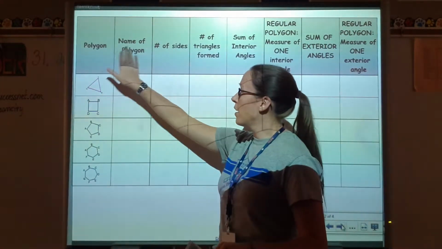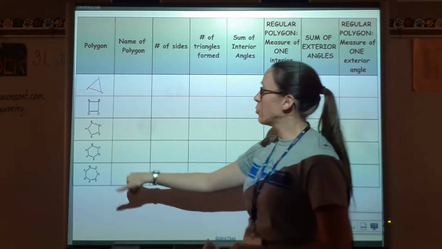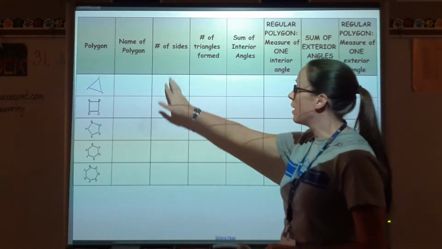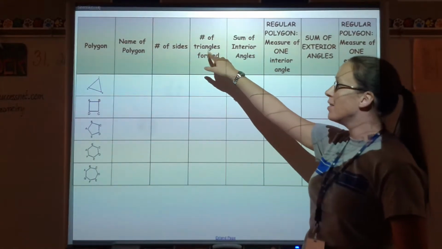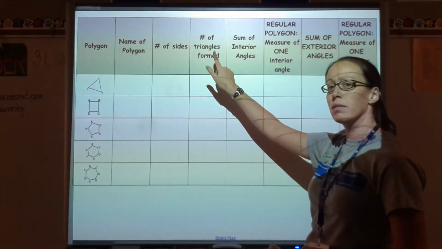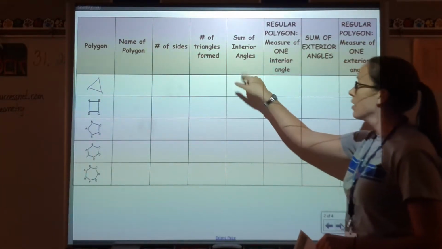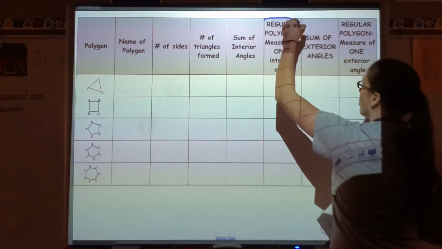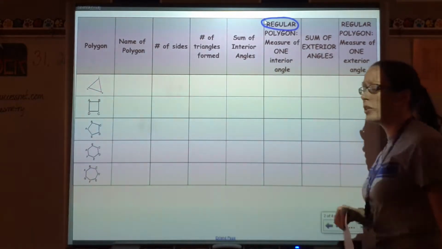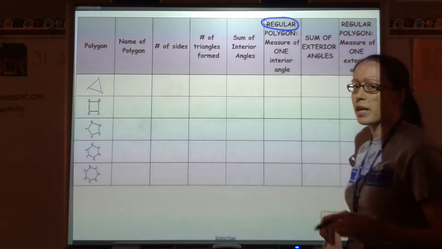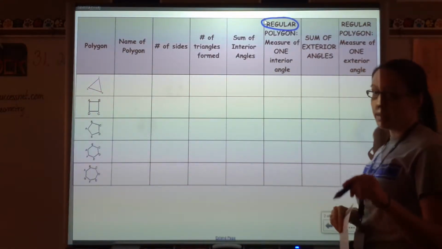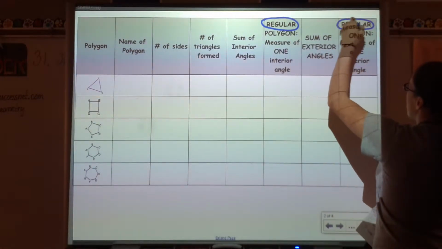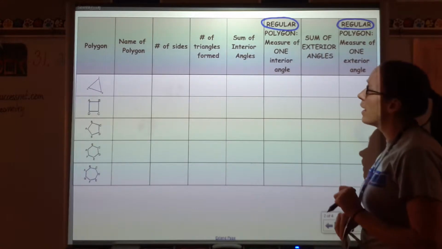We're going to be identifying or naming each polygon, or classifying, that's a word that we're going to use from now on, talking about its number of sides, the number of triangles formed. Okay, that's going to be a unique column. The sum of the interior angles, key word here, regular polygon. Okay, from your dictionary, if you've gotten a head start, you know exactly what regular means. If not, get it done. It's due tomorrow. You'll notice regular also pops up in the last column talking about exterior angles.